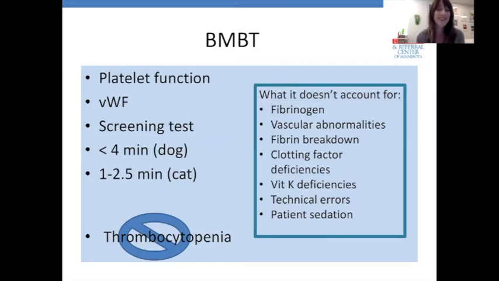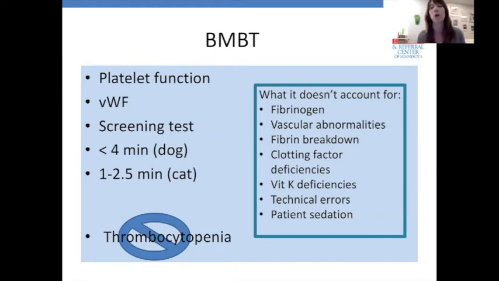It's a test that's unnecessary if you've got thrombocytopenia, because we know that the BMBT will be prolonged in the face of thrombocytopenia. Normals in this test are less than 4 minutes for a dog, and published results include 1 to 2.5 minutes for a cat. But generally, I just say less than 4 minutes for both dogs and cats.